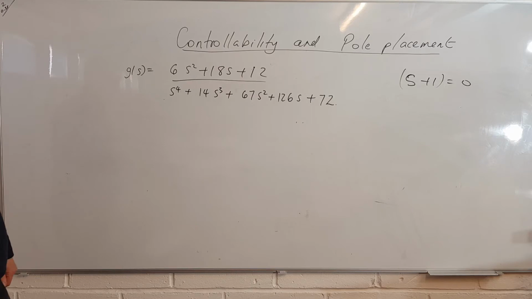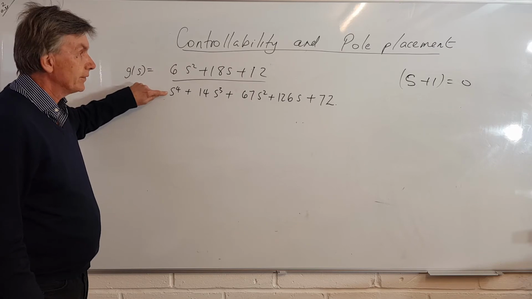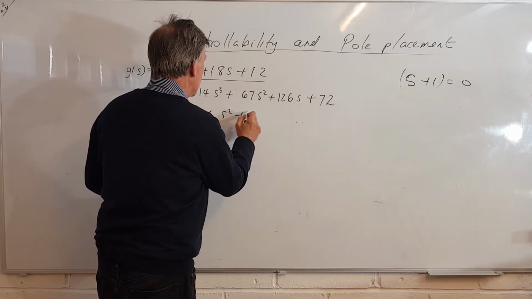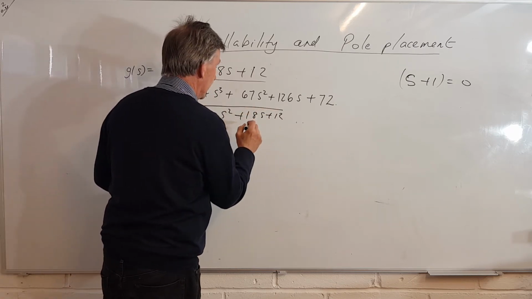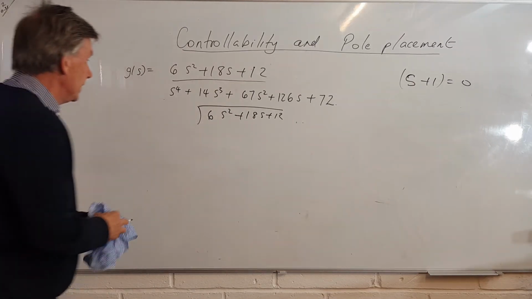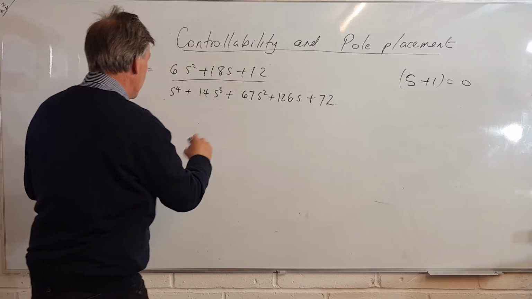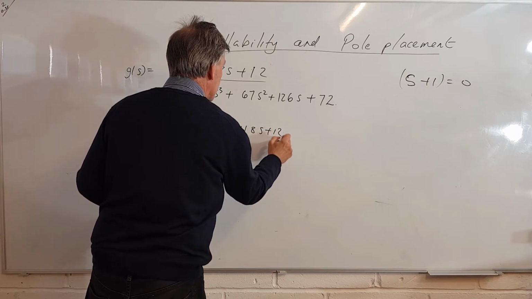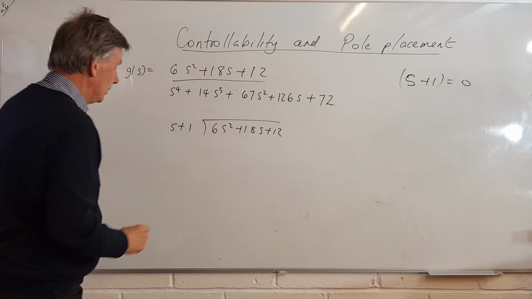So what we have to do now is extract a pole at s plus 1 from this expression and from this expression. So it's going to give us 6s squared plus 18s plus 12. And we do a long division now. Just rub that out. We've got 6s squared plus 18s plus 12, and we divide this by s plus 1.